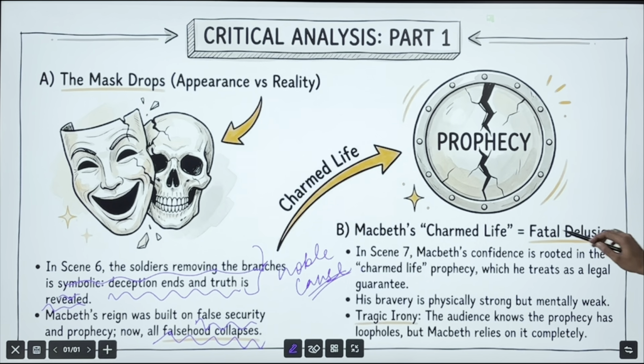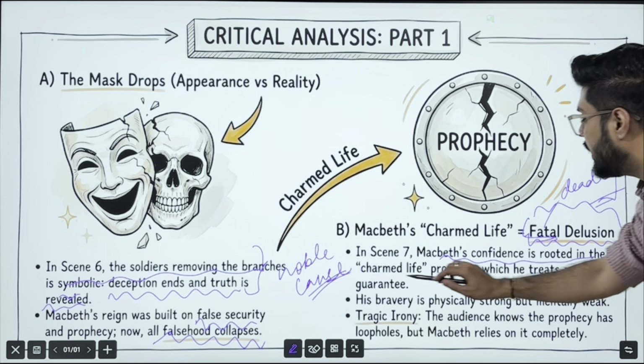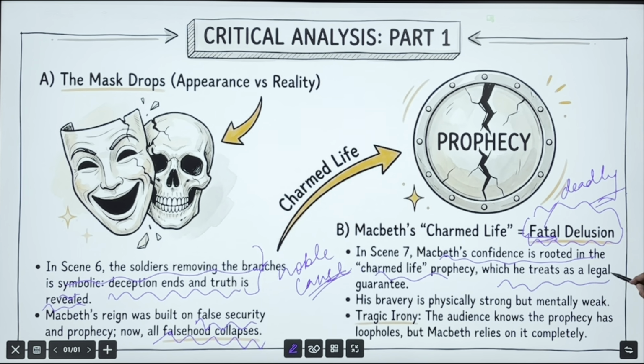So Macbeth's charmed life is nothing but just a delusion of his, which is fatal. Fatal means which will turn out to be deadly. And in scene 7, Macbeth's confidence is rooted in the charmed life prophecy, which he treats as a legal guarantee. His bravery is physically strong, but mentally he is all crippled, isolated, and weak and tortured.